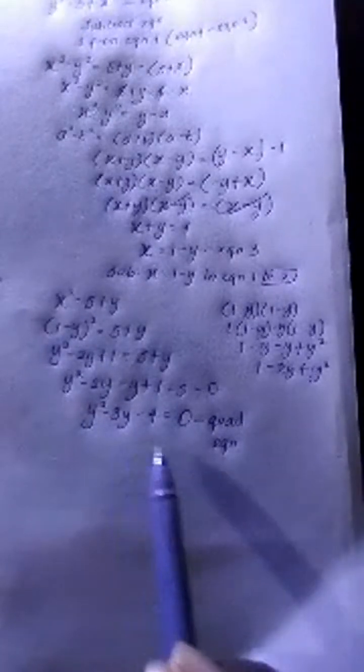And how do we solve a quadratic equation? We can use our completing the square method, we can use our quadratic equation formula, or we can just simplify or factorize using the factorization method. And how do we factorize? We look for two factors of minus 4 that when we add them together give us minus 3.